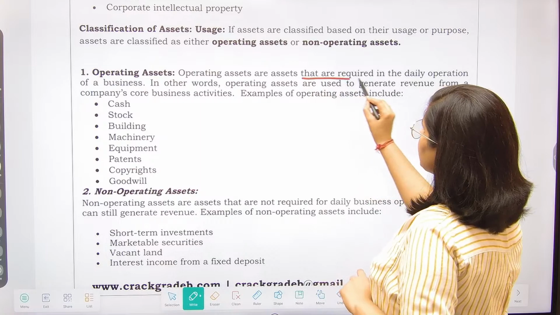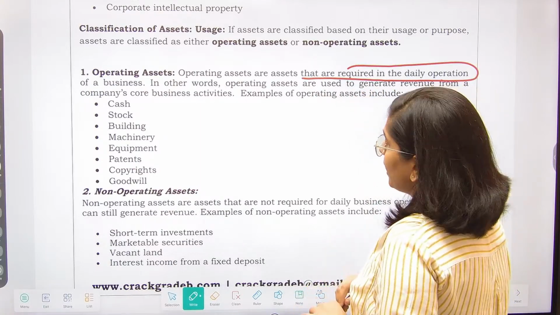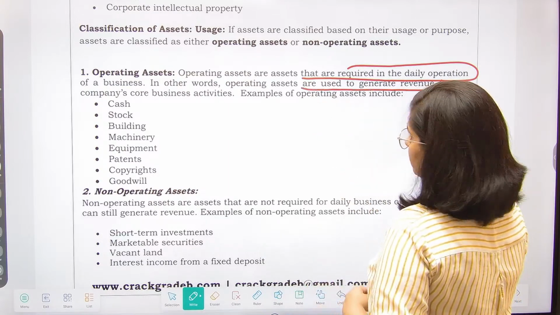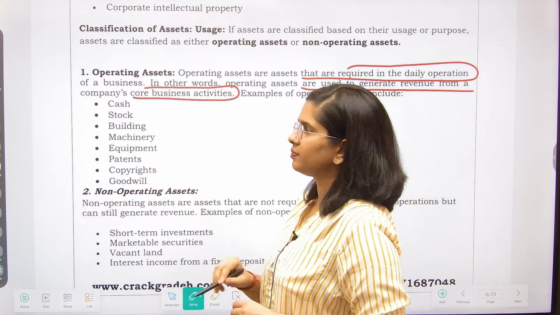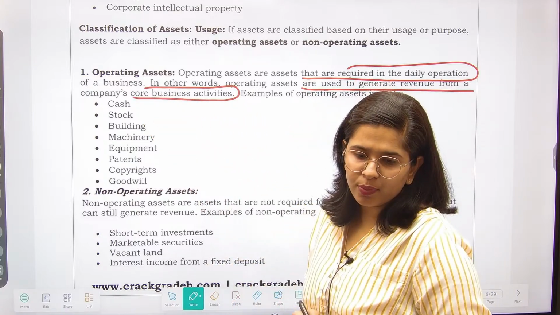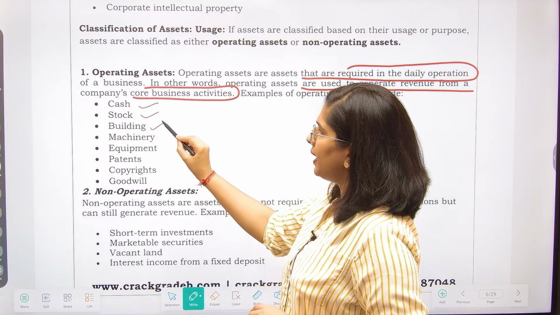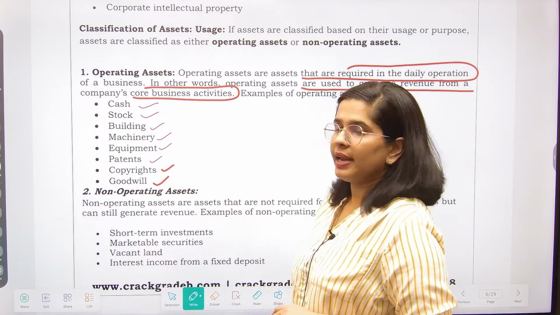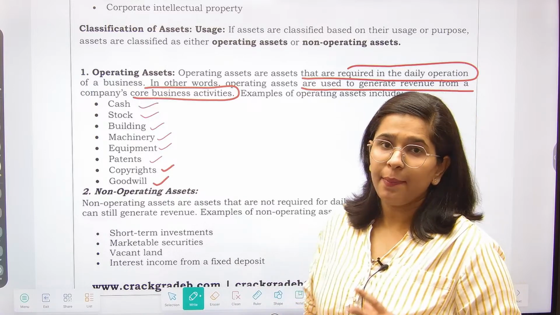Operating assets are those assets that are required in the daily operation of a business. In other words, operating assets are used to generate the revenue from company's core business activities. Now, what are going to be operating assets for me? So cash, stock, building, machinery, equipment, patents, copyright and goodwill, right? All of these are important for me to conduct my business.